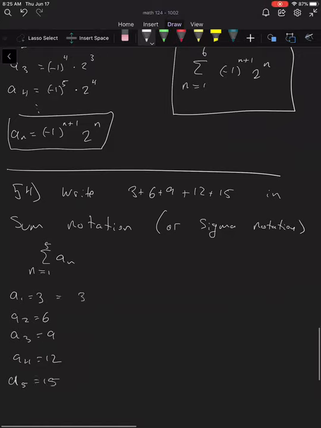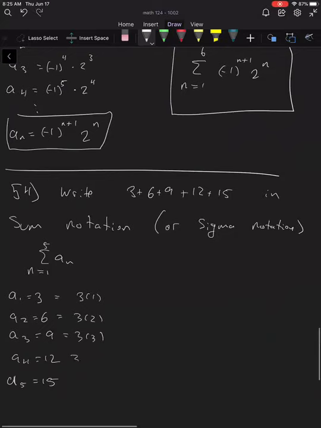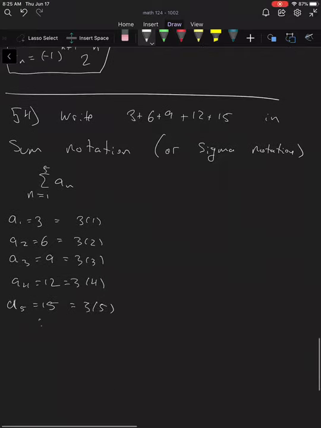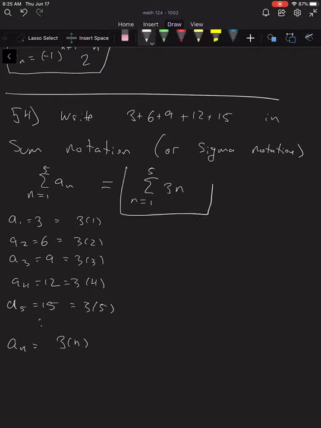So what is this? Well, this is just 3 times 1. This is just 3 times 2. That's 3 times 3. This is just 3 times 4. And that's 3 times 5. So then what we can easily see here is that our an is going to be 3 times n. So our sum right here ends up equaling just this. So 1 to 5 of 3 times n.